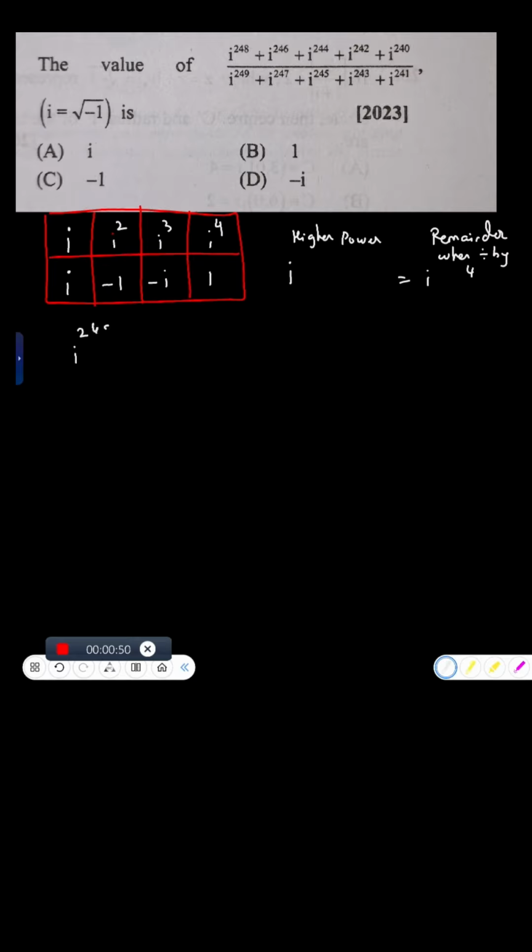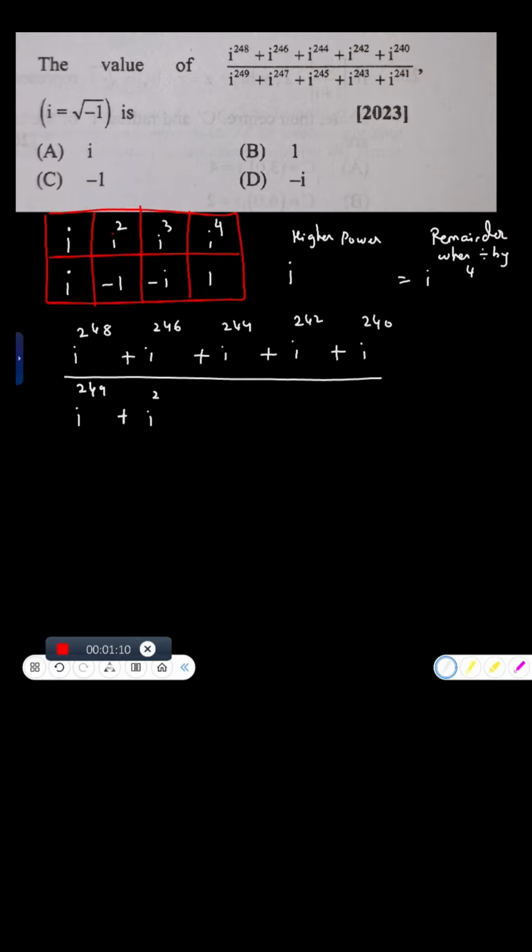i to the power 248 plus i to the power 246 plus i to the power 244 plus i to the power 242 plus i to the power 240, divided by i to the power 249 plus i to the power 247, i to the power 245, i to the power 243, and i to the power 241. We can see that the powers differ by 2.